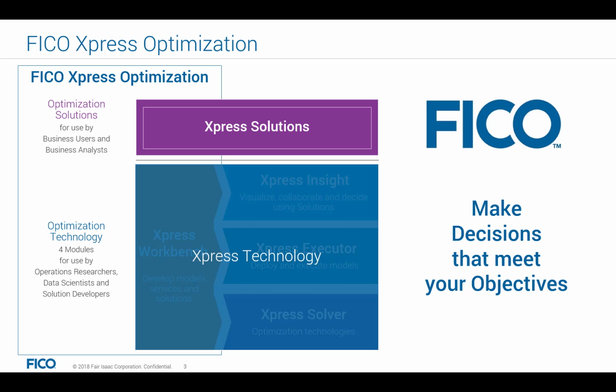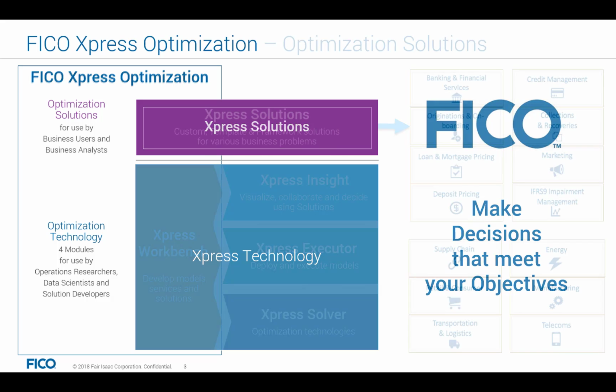FICO Xpress optimization is comprised of solutions and technology. While the focus of our tutorial is on the technology, it is useful to see how it all fits together. The solutions are used by business users and business analysts. The technology is typically used by operations researchers, data scientists, and solution developers.